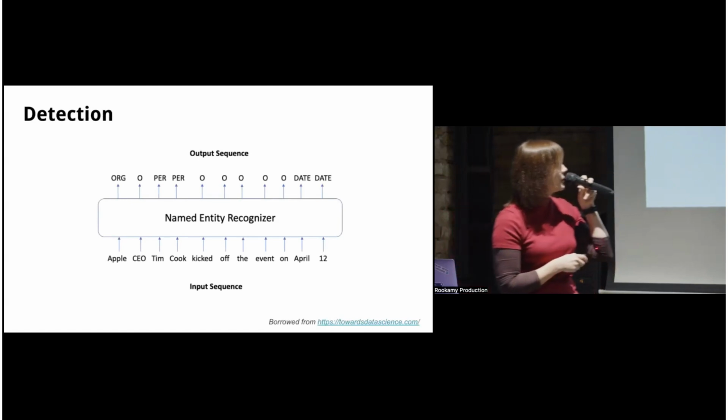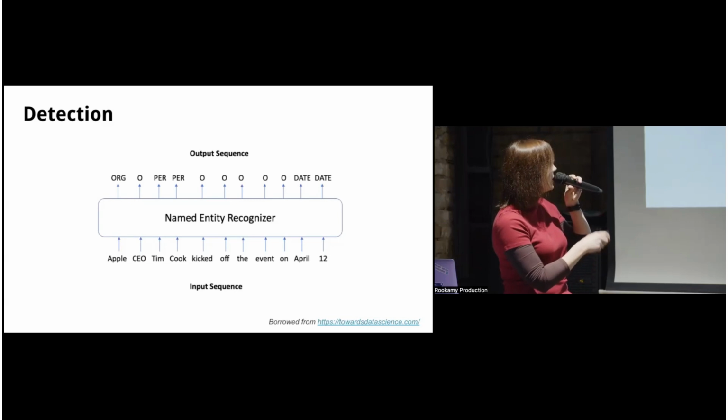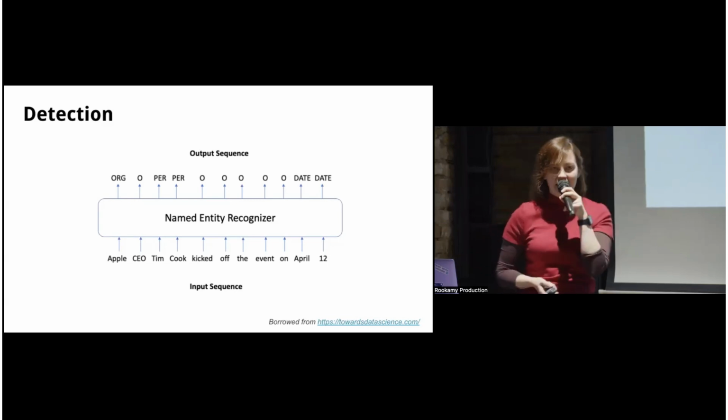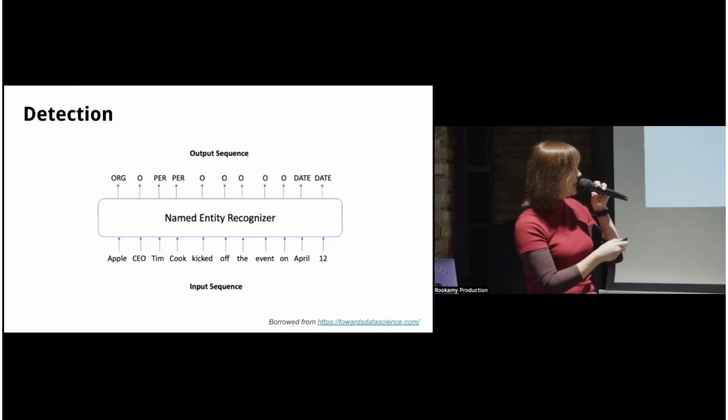For those of you who are not familiar with named entity recognition, this is a sequence labeling task where you would simply label each token with a type of an entity. And O here means other, meaning not an entity. So Apple would be an organization, Tim Cook would be a person, and April 12th would be a date.